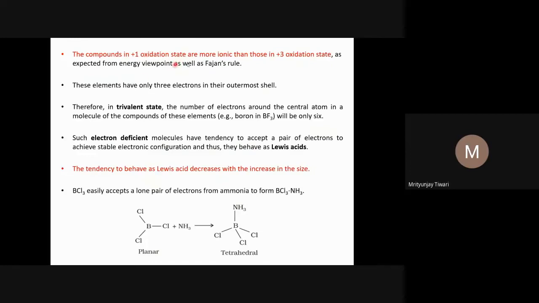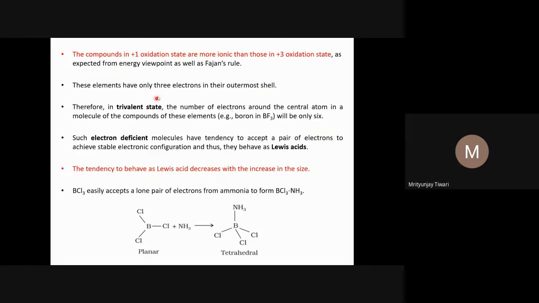So if a compound is in the plus 1 oxidation state and another in the plus 3 oxidation state, and the question is asked which one will have more ionic character, you should always opt for the plus 1 oxidation state because of Fajans' rule.